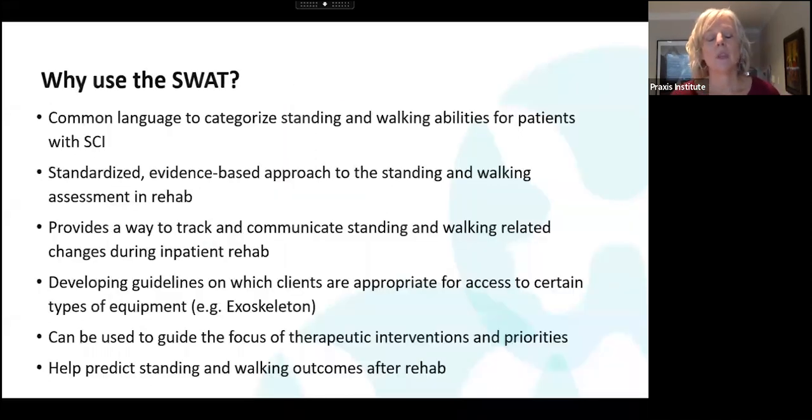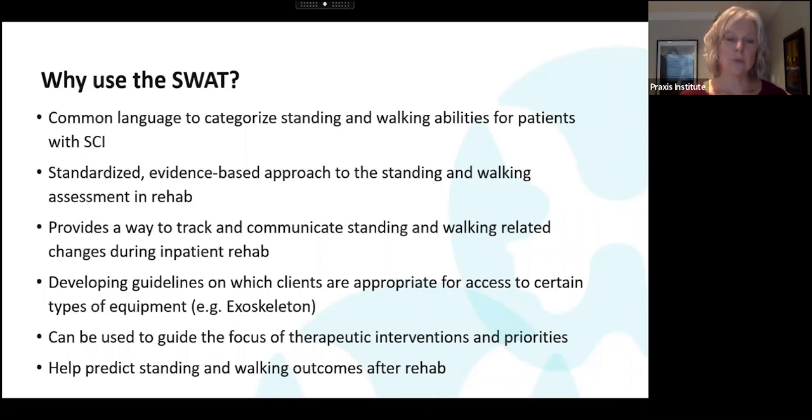So why use it? I think at a basic level, it gives us a common language to start to categorize standing and walking abilities for patients. I know at some centers, the SWAT stages, which like we've talked about, were originally developed as a way to have a standardized time, functional ability to collect the different outcome measures, have actually become a bit of a language on their own, in terms of describing someone's functional abilities. So in some centers, it's really to help facilitate communication even between their inpatient and outpatient therapists using that staging language. It gives us a standardized approach that's evidence-based to standard walking assessment.